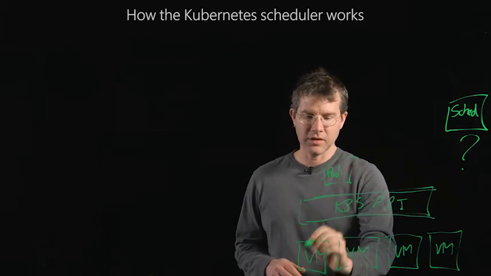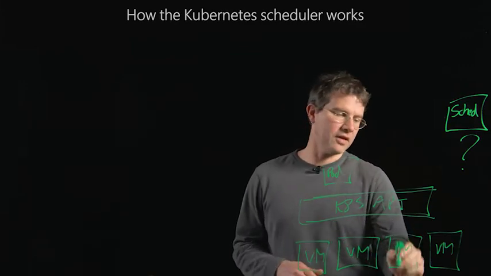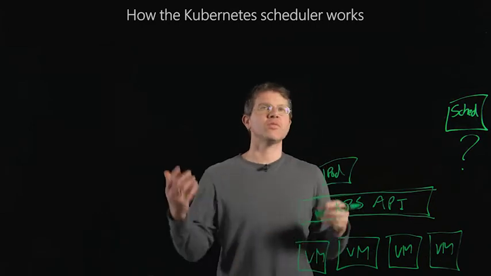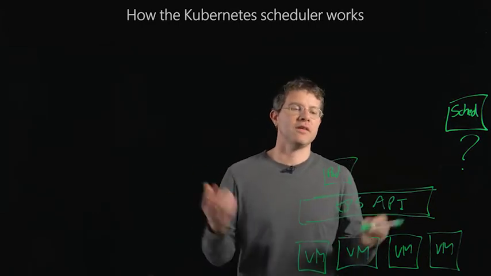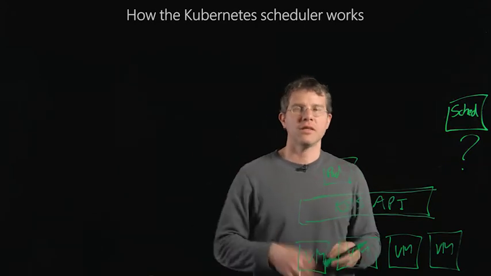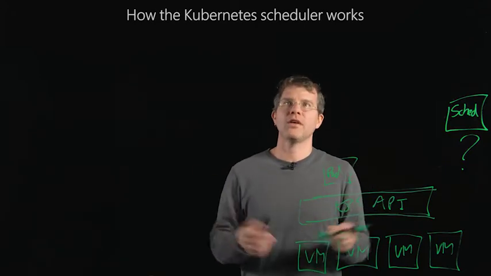Should I place it here? Should I place it here? Should I place it here? Or should I place it here? This is one of the more important jobs that any binary does in Kubernetes, because without it, the containers really would have no idea where they should be executing.